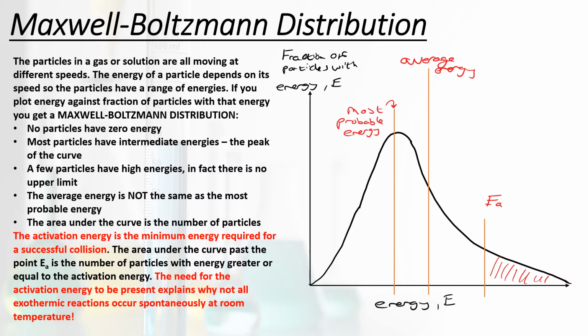Then if we want to look at the area under the curve, essentially multiplying the y and the x-axis together, we have the fraction of particles with energy E multiplied by energy E. And so the actual area under the curve is the number of particles.